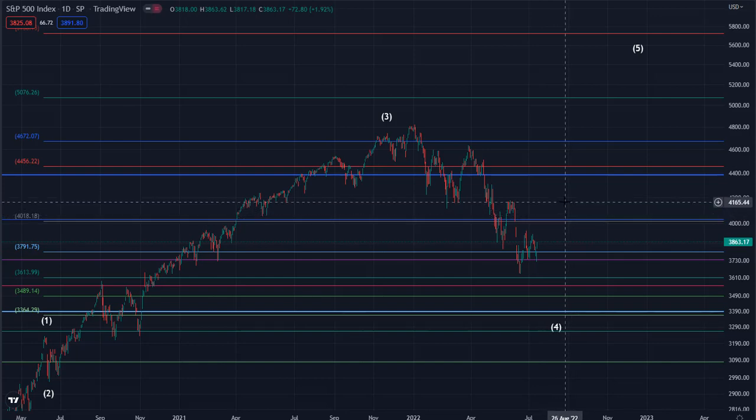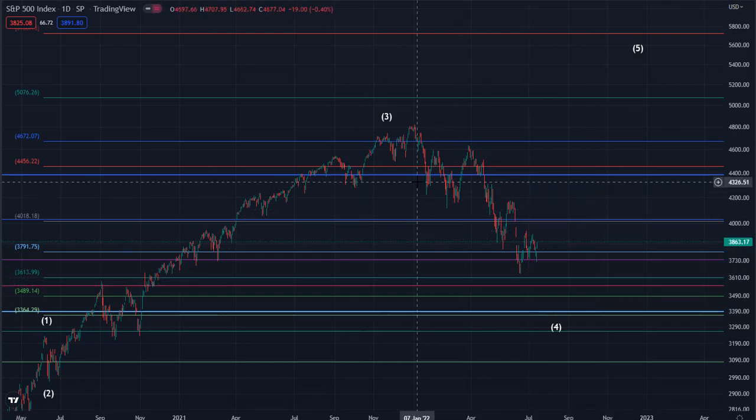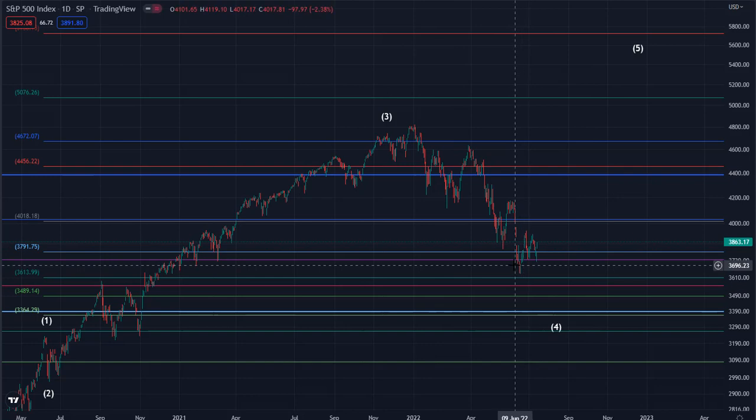If it gets over 4100, just know we should find resistance up in here, anywhere between 4230 and probably 4300. And after that, look for a move down, and that would complete this entire pattern.